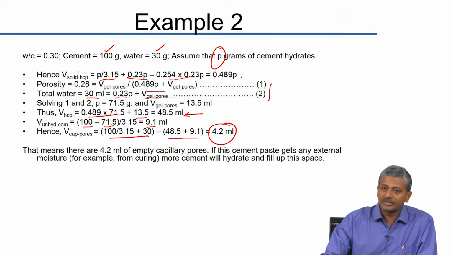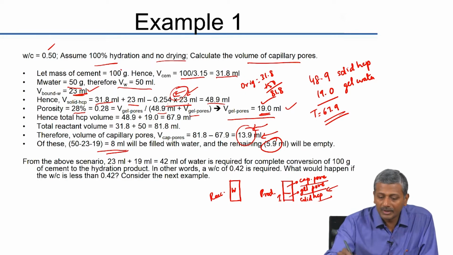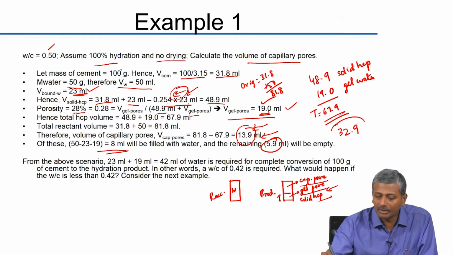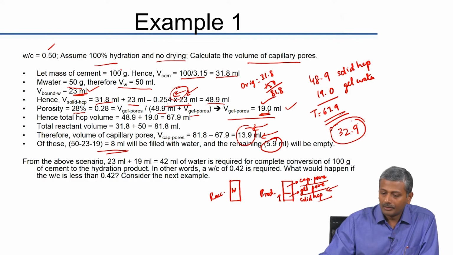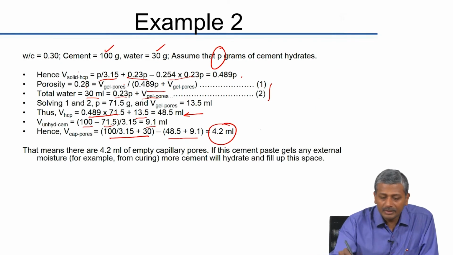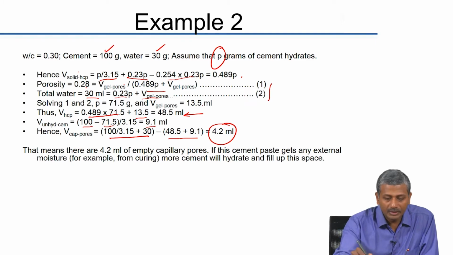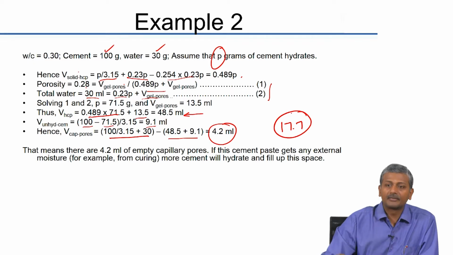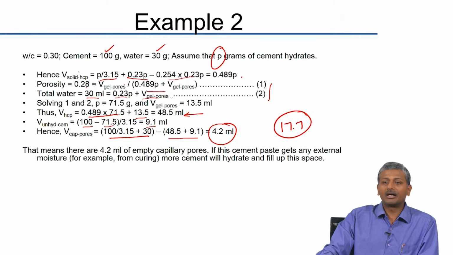If you look at capillary and gel pore, here it is 19 plus 13.9, so that is 32.9 total porosity. Okay. Here it is 13.5 plus 4.2, that is 17.7. So total porosity is now reduced to almost half of what it was earlier.